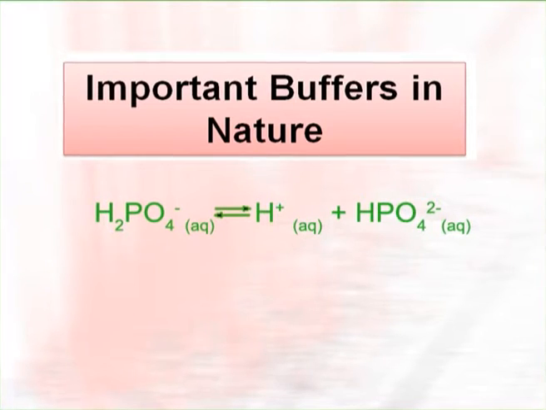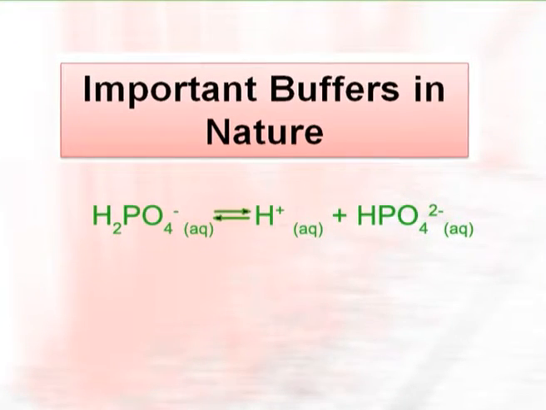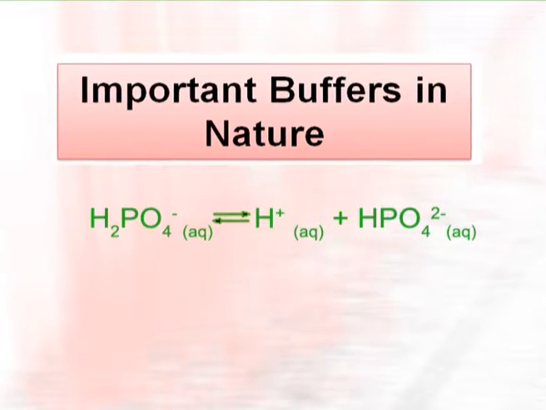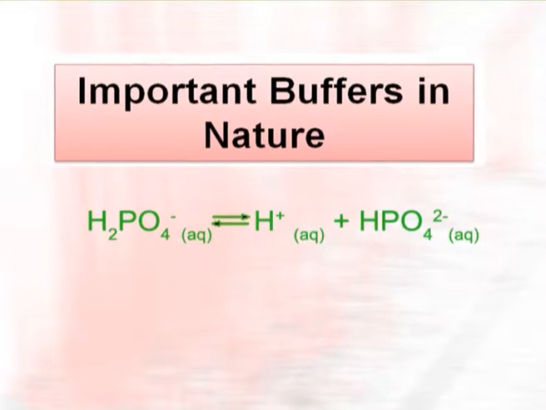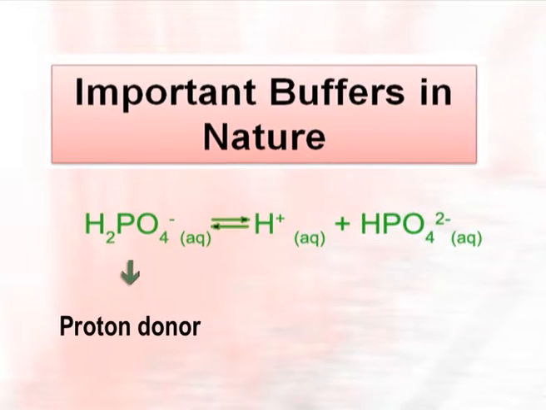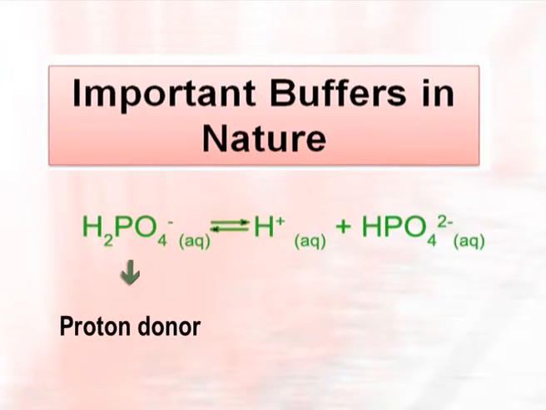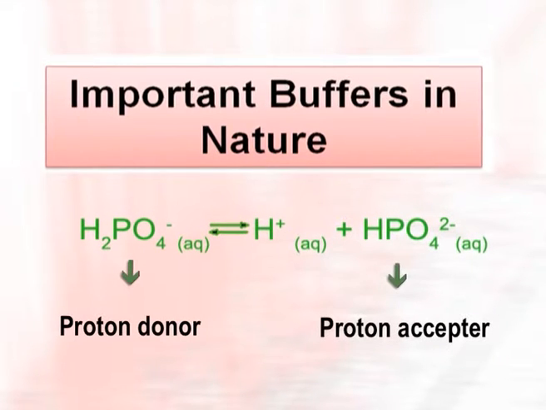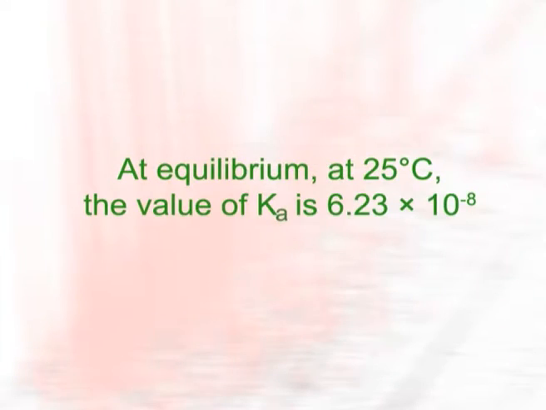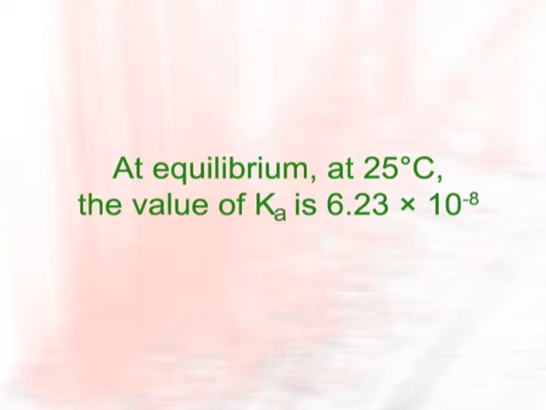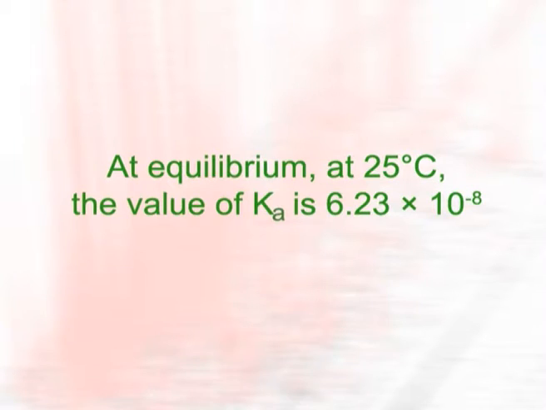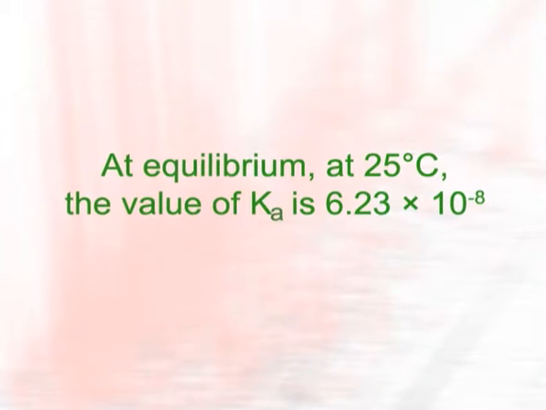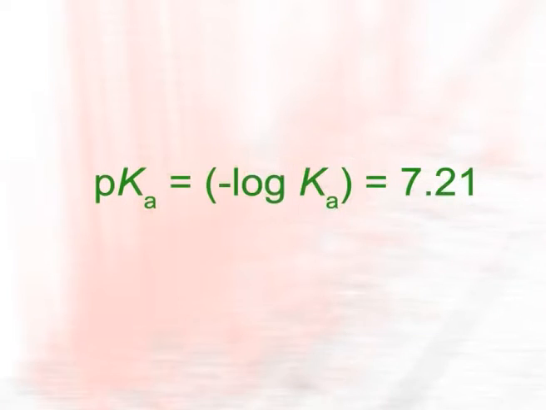Now, here are some important buffers that are widely present in biological systems. One such example is the H2PO4 minus and HPO4 2 minus buffer system, where H2PO4 minus acts as the proton donor and HPO4 2 minus acts as the proton acceptor. The Ka, or the equilibrium constant of the reaction at 25 degrees Celsius is 6.23 times 10 to the power of minus 8, and the corresponding pKa is 7.21.